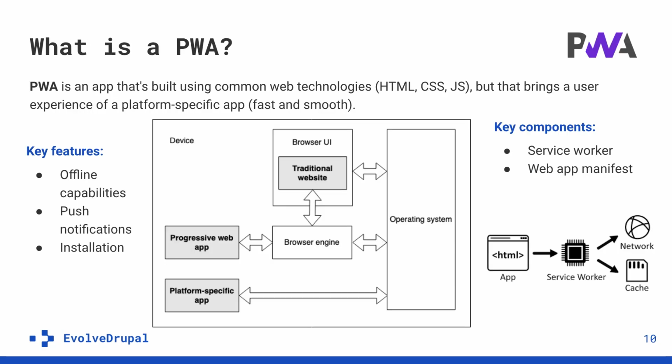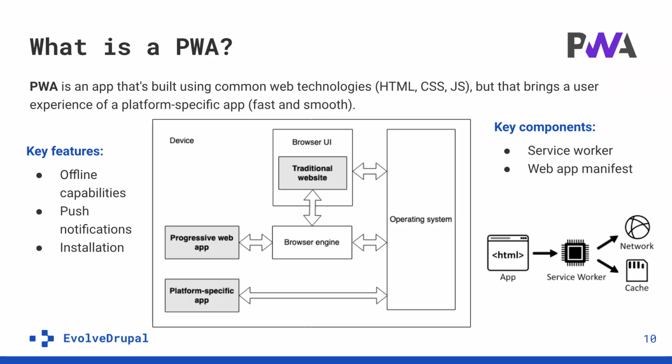So what is actually a PWA, a Progressive Web App? It's an app that is built using only common web technologies like HTML, CSS, JavaScript, but it brings a user experience of a native application of the platform, compared to a traditional website, which has a browser UI inside which it kind of resides. In a Progressive Web App, you don't have that. You still rely on the browser engine, though, to communicate with the operating system, not like in platform-specific apps, but it doesn't have the browser UI.